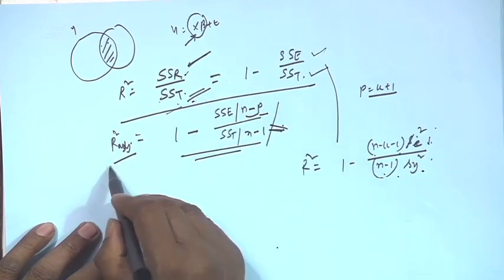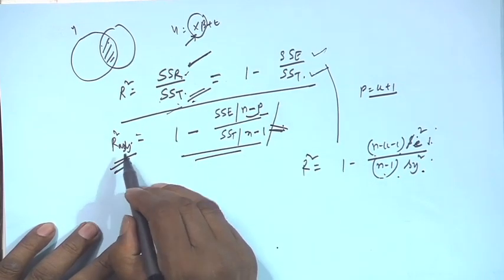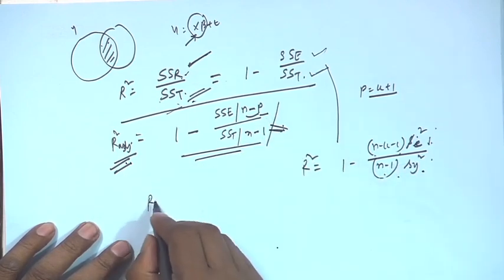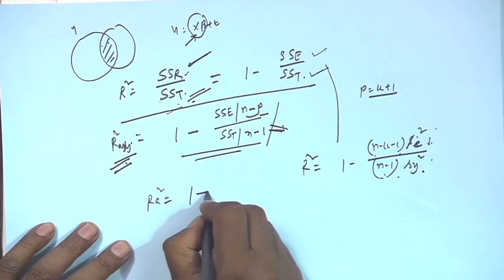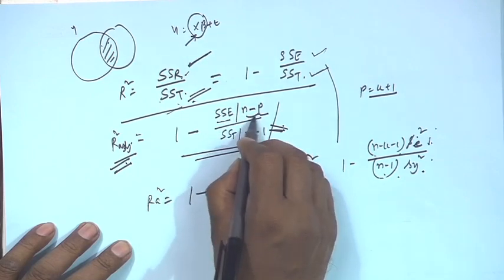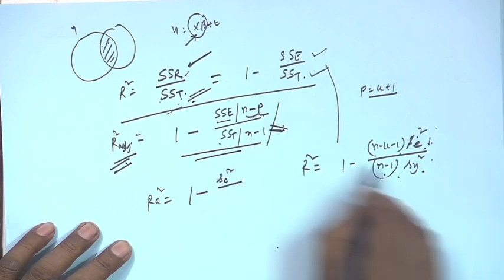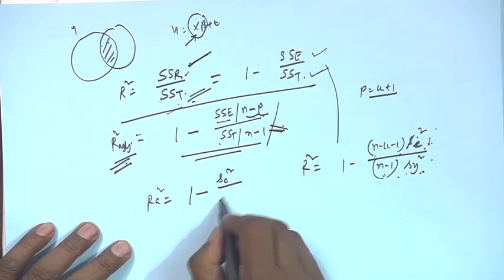So, we are creating another coefficient of fit measure, adjusted R square. R square adjusted will be SSE by n minus p, that means n minus k minus 1, which is the mean square error. SST by n minus 1 is the variance, S y square.